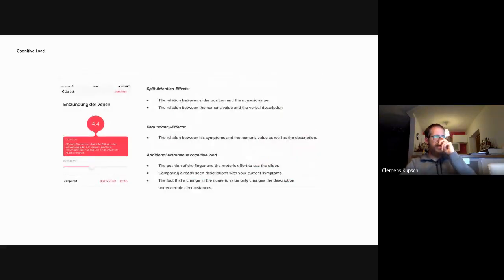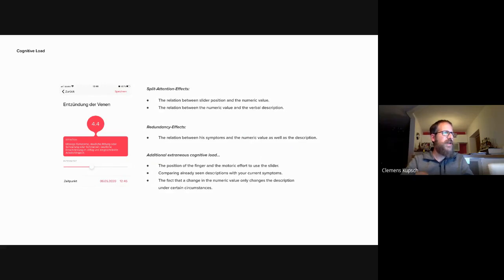We have the split attention effect in action. In one case, that's the relation between the slider position and the numeric value. So whenever the user is moving the slider, he also has to keep the numeric value in mind. And that's something where his attention might be split. Also, the relation between the numeric value and the verbal description. In a minute, we will hear why this is not a spatial split attention effect, it's more of a conceptual one, I will talk about it in a minute.